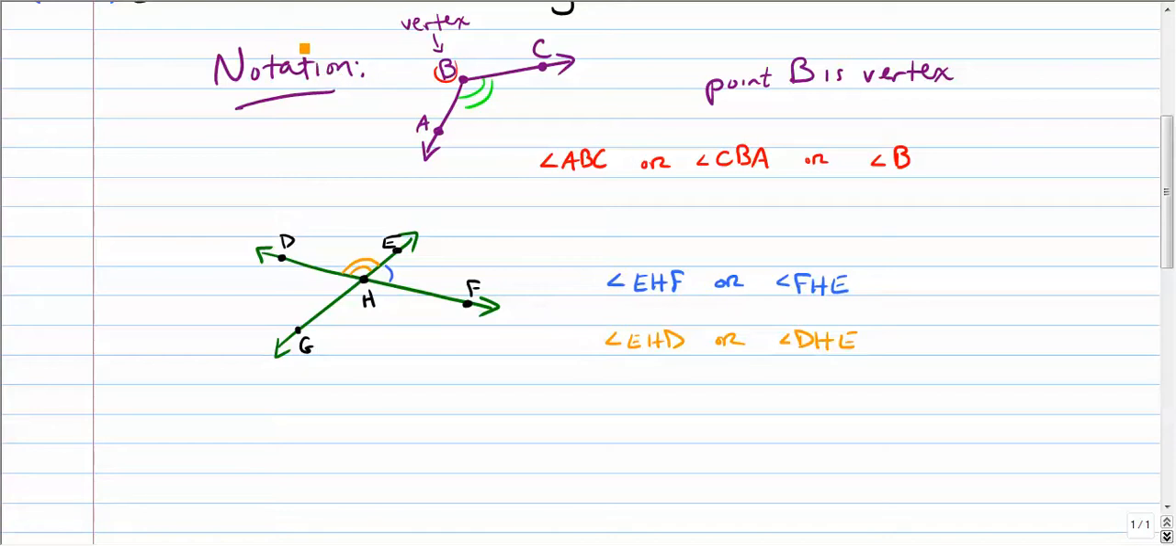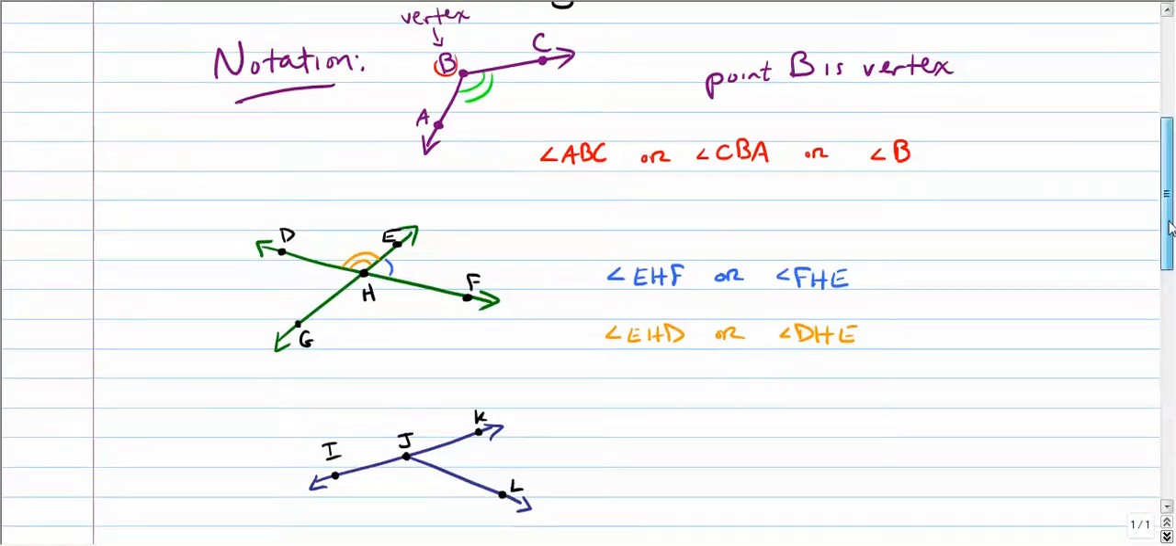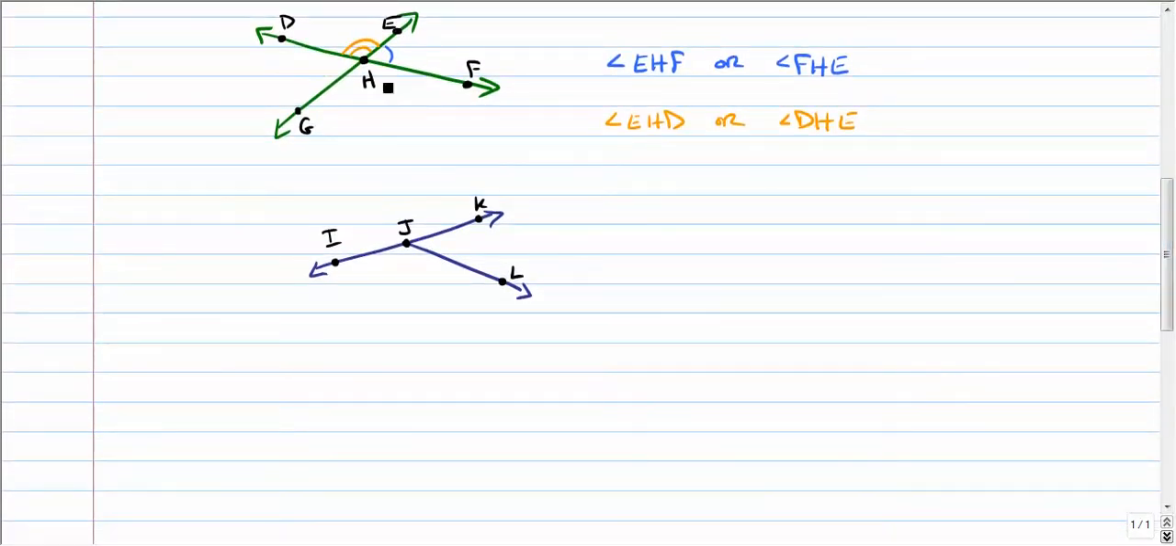If I came down here and had a diagram that looks like this, again we'll throw some letters on there: I, J, K, and L. If I wanted to refer to this angle right in here, that would be angle KJL. But let's say I wanted to refer to this whole angle right here. That is a straight angle, and I would call that angle KJI or angle IJK.